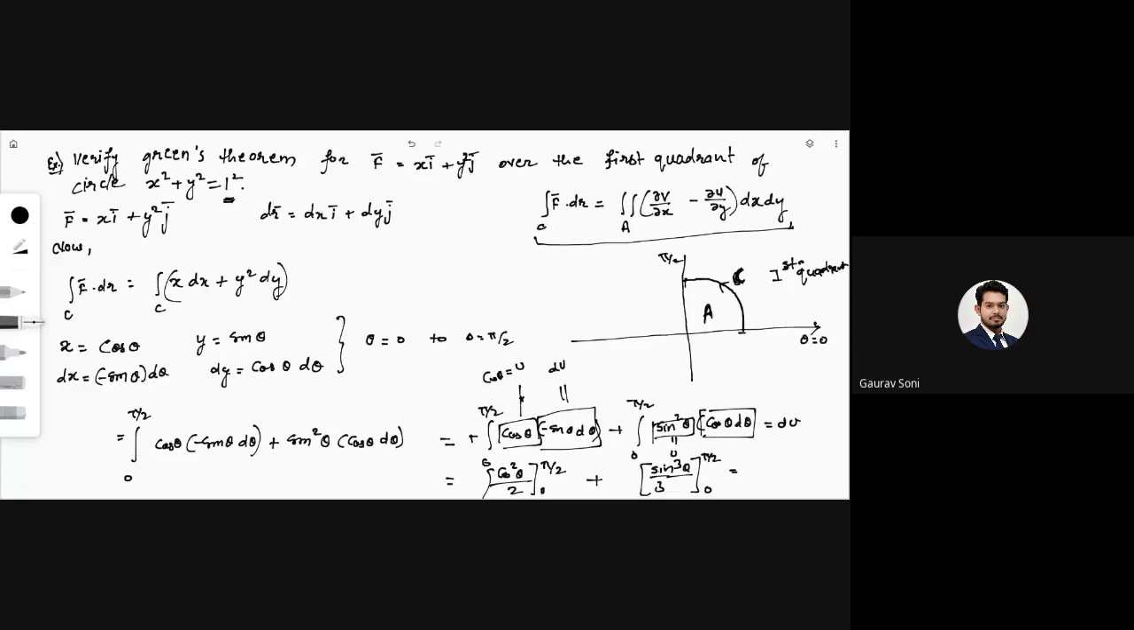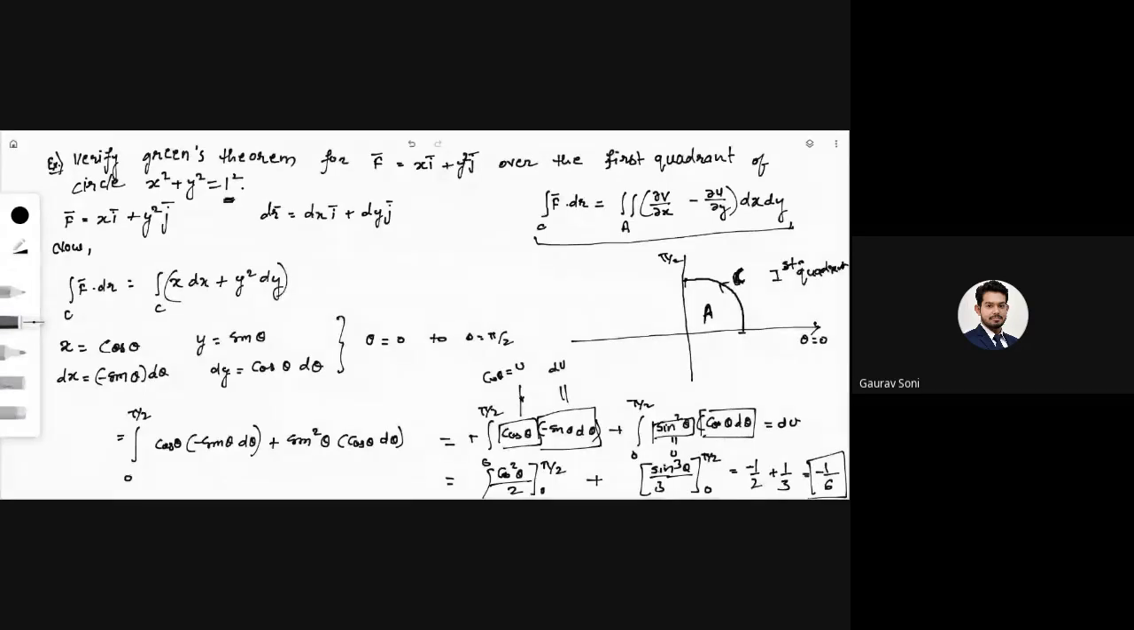What is the answer here now? Cos pi by 2 is 0, and cos 0 is 1. So we will have minus 1 by 2 here. And in the second one, sine pi by 2 is 1 and sine 0 is 0. So that will be plus 1 by 3. Please check the calculations. So minus 3 plus 2, minus 1 by 6.